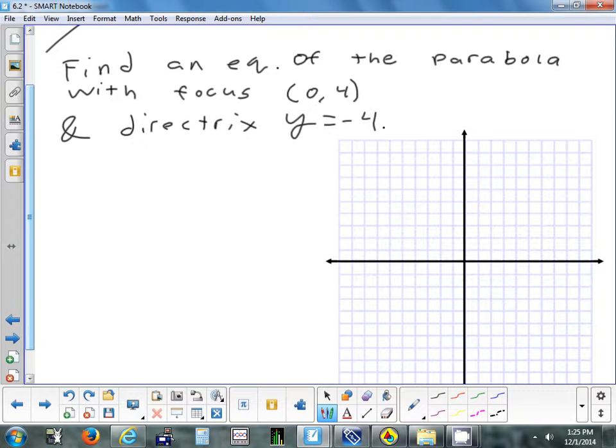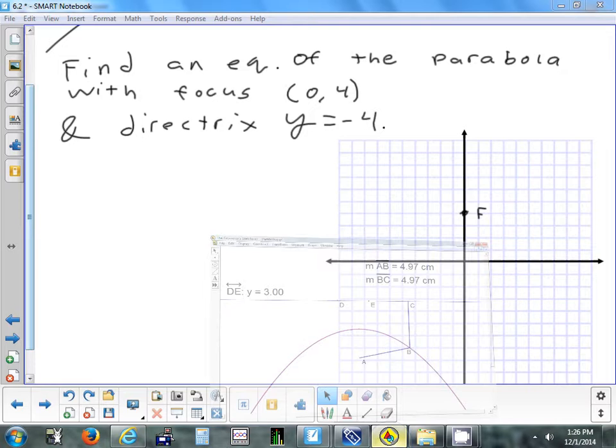Okay, so let's try to find an equation of the parabola. The focus is at 0, 4, and the directrix is at y equals negative 4. Okay, so here's my focus. I'm going to go up 4. And my directrix is a horizontal line at negative 4. Does the parabola bend towards the focus or away from it? Look at that picture.